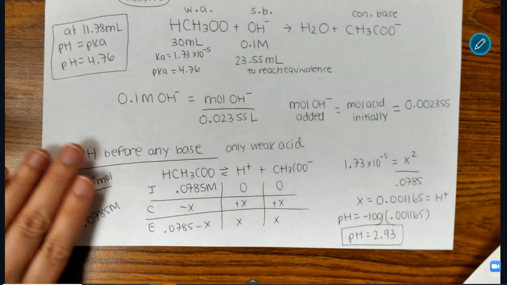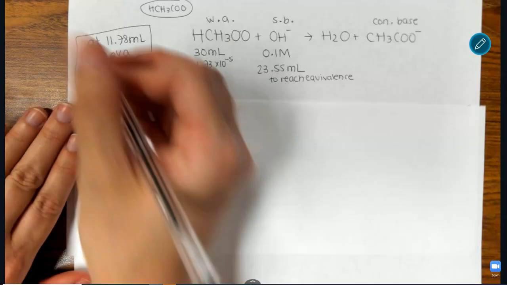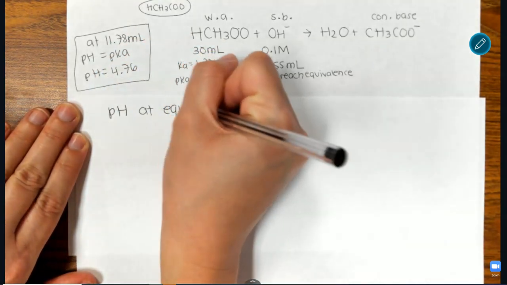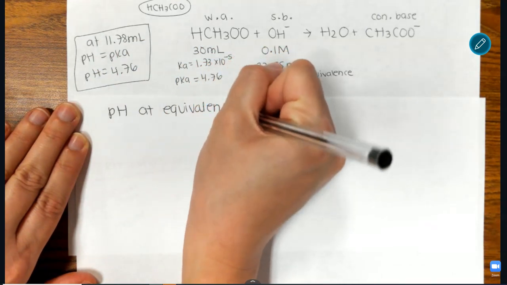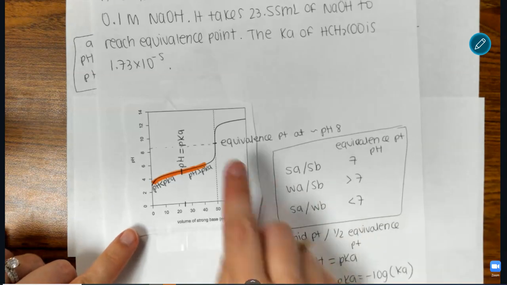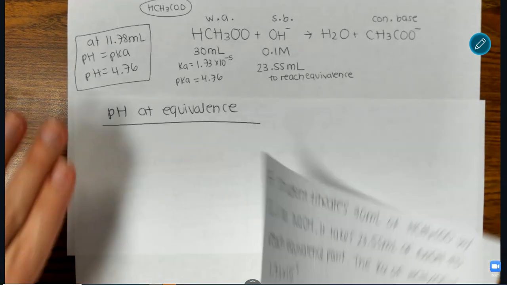Next, we're going to solve for the pH at equivalence point. In my next video, we will solve for the pH before the equivalence point when the solution is a buffer. So now we're going to find the pH at equivalence. I know we're kind of skipping around.